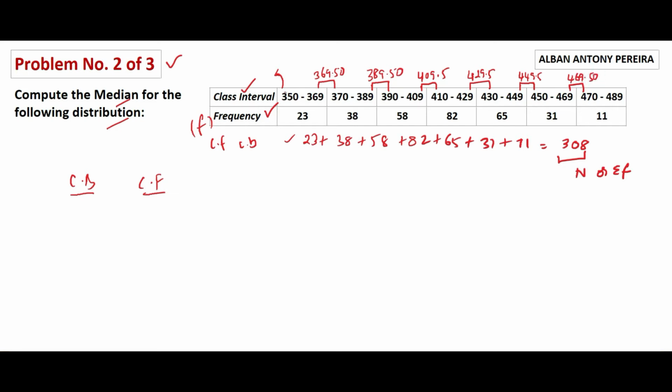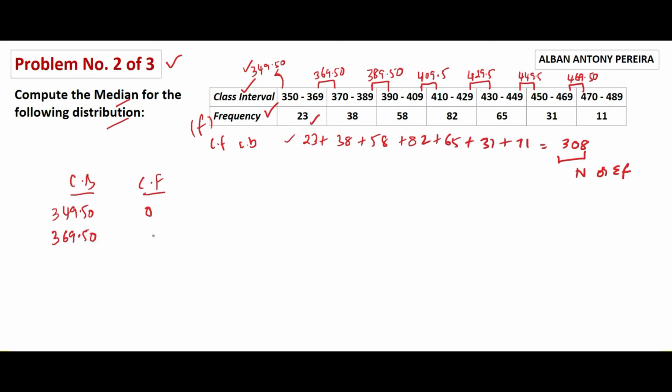And what will be the previous one prior to 350-369? It will be 349.5. So this will be our first class boundary. Let's start. 349.50, so start with 0. It is the base class boundary. Next one is 369.50, and we have the answer.